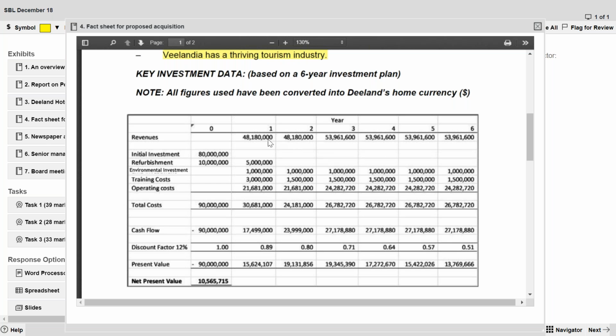Right. So I can immediately see on the revenues, the first year is 48 million. Second year is 48 million, same or constant. And then suddenly in year 3 it becomes 53 million, and then it stays the same for the next years. This seems very unrealistic to me. How can a hotel have same revenues in the first 2 years and then exactly identical revenues from year 3 to year 6? How is that possible? This is unrealistic. Similarly, if you look at operating cost, which is the next big item, the biggest item on the cost side, same stupidity, 21 million, 21 million.